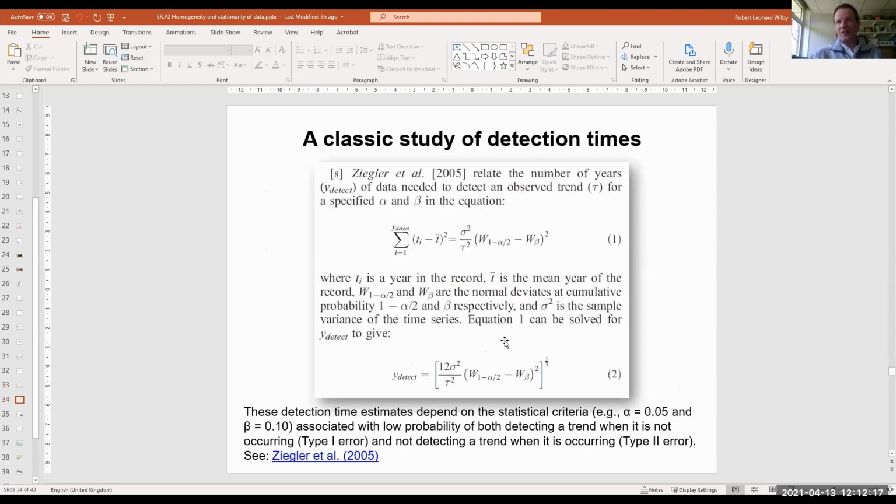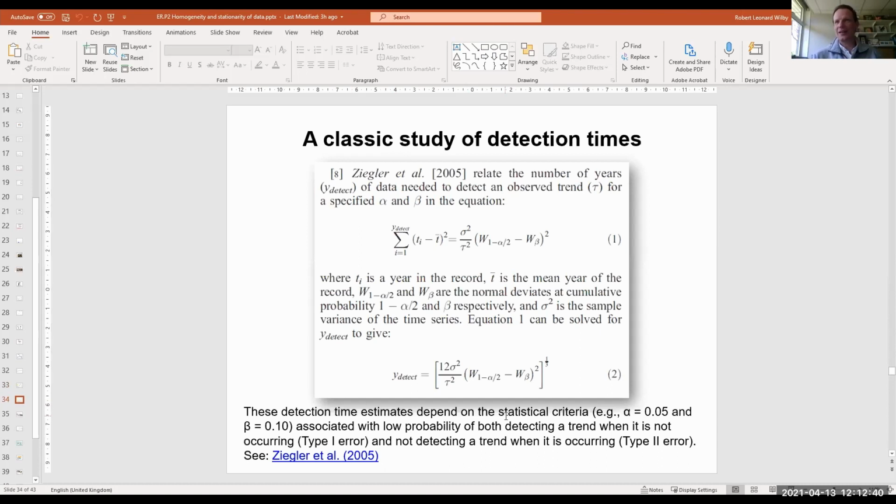But it's an interesting idea, and some 15 years ago, I was curious enough to say, okay, I wonder when and where climate change might be first detectable in the UK in terms of rainfall and river flow records. And fortunately at the time, there was this really nice paper published by Ziegler et al.